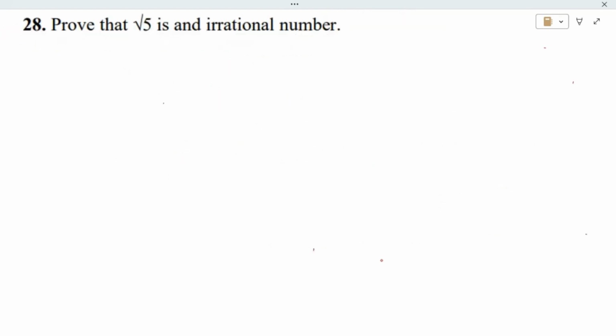Question 28. Prove that root 5 is an irrational number. First, what will we do? Let us assume root 5 is a rational number. You know this is a famous proof, right? They can ask root 3 or root 5 or root 7. So let us assume root 5 is a rational number first.